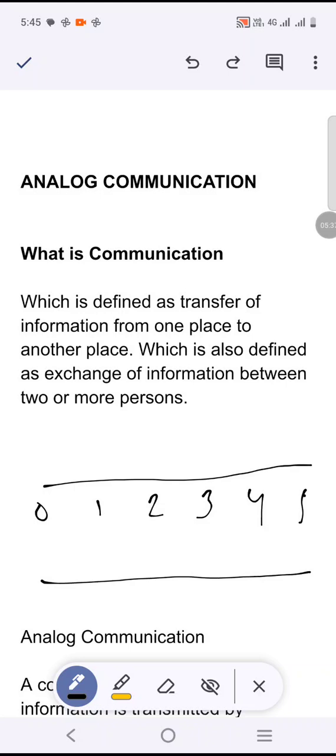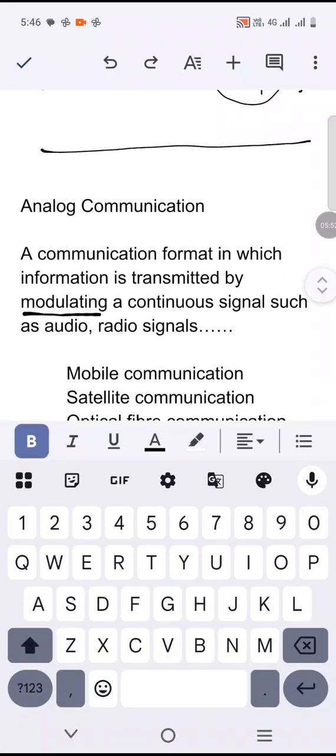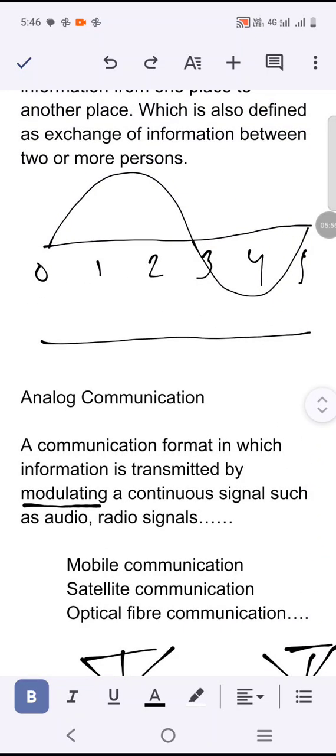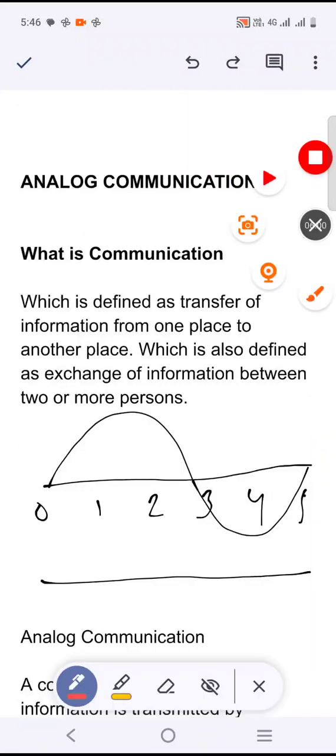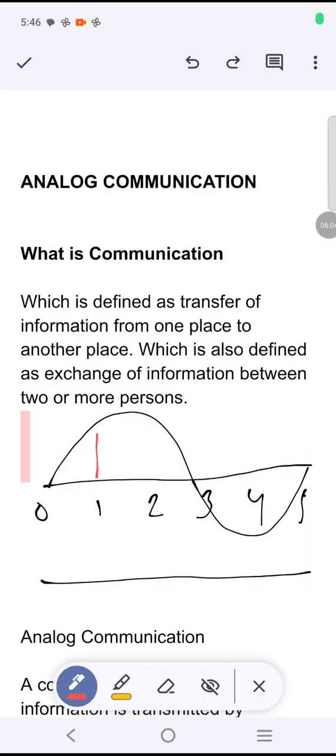Suppose the signal is present at all the time intervals. In between 0 to 1 second the signal is present, and 1 to 2 the signal is present, and in the period of 2 to 3 seconds the signal is also present, 3 to 4 seconds the signal is present, and 4 to 5 seconds here also the signal is present at all the intervals of time. So this type of signal is called a continuous signal.